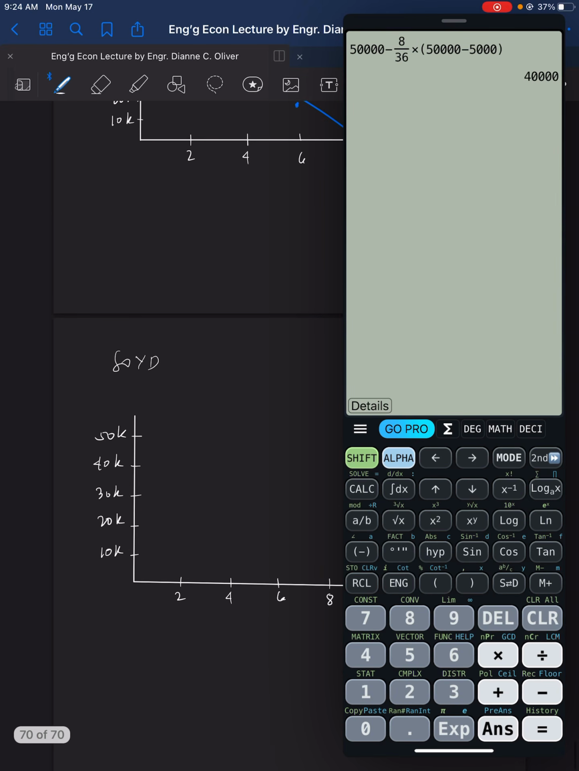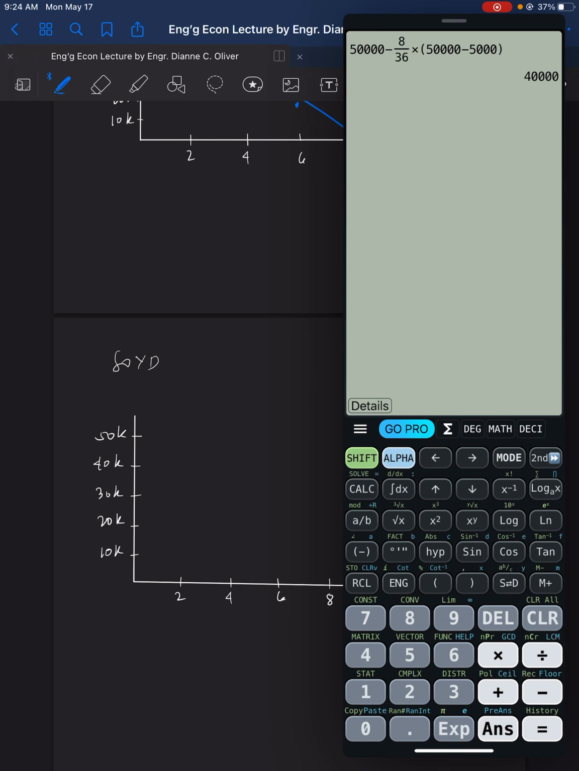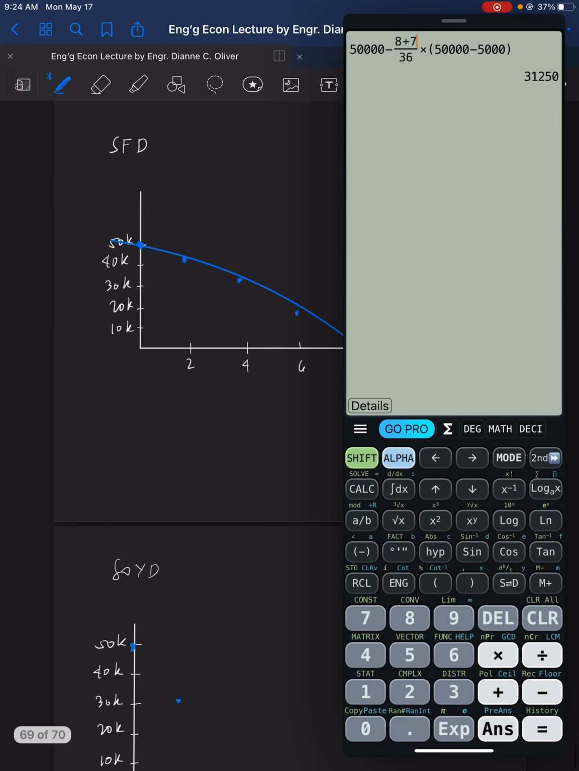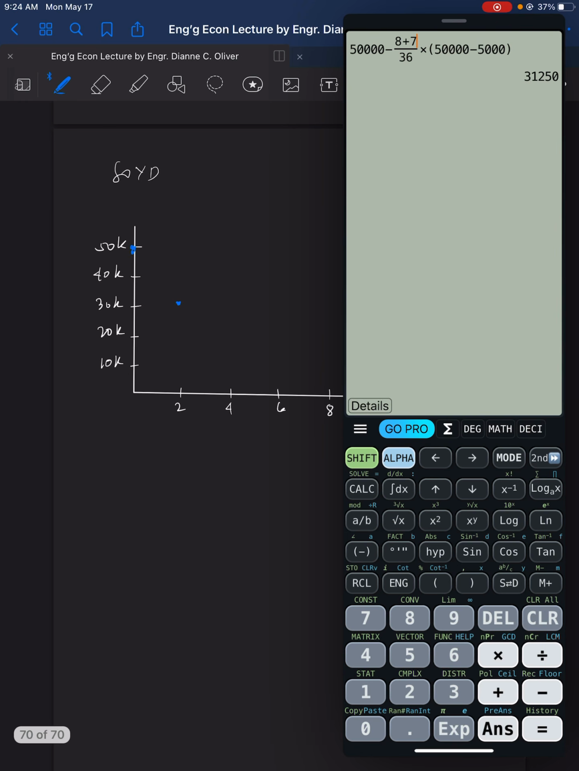So in the graph we have this as the first year. What we're looking for is the second year. So that is 8 plus 7. So 31 to 50. So from here, it becomes 31 to 50. It drops immediately at the second year. So notice the difference: a sudden drop in the sum of years digit method.